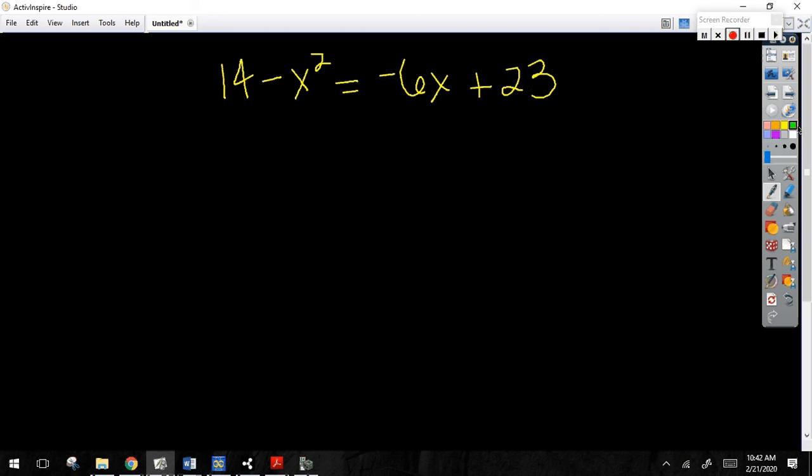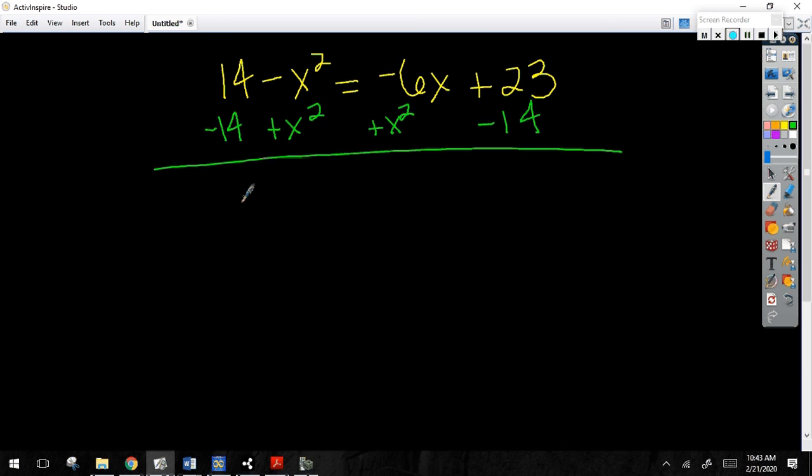Why, Robert? Because you have to have it equal zero. It's zero equals x squared. I need it to equal 0 because otherwise I can't solve by finding the zeros. That's the f of x. So zero equals x squared minus 6x plus 9.